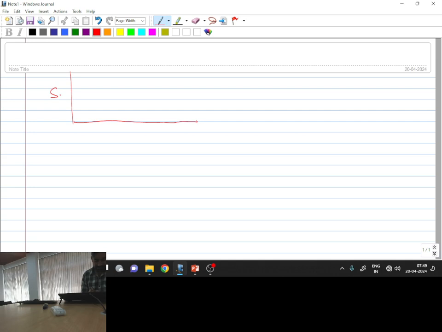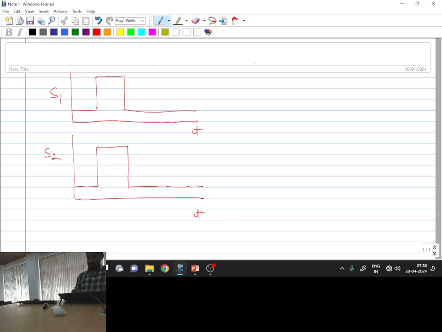Say I have some signal S1, and if I plot this signal S1 with time, this is my value of the signal S1. Okay, then I have another signal S2, and if I plot its value with time, it also has a similar variation. Okay, now if I do S1(t) into S2(t), what will I get?